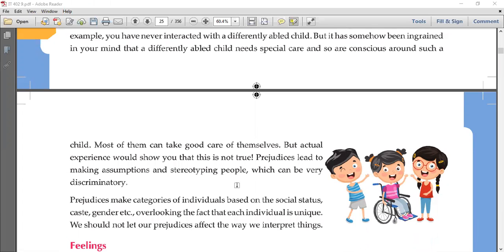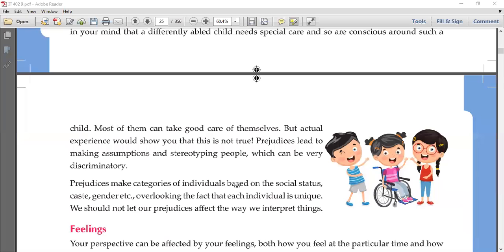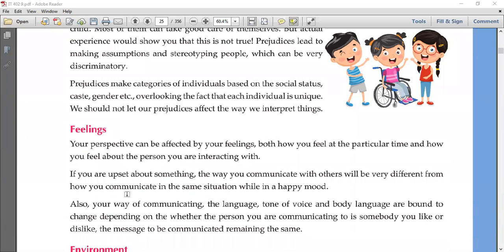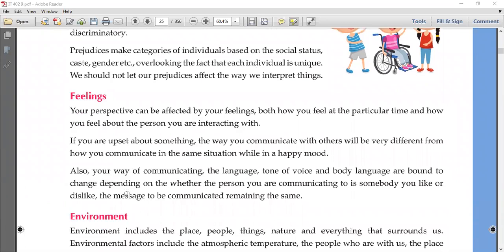So whenever you do get some actual experience with such people, you'll come to know, "भाई ये तो कर सकता है बात अपनी, communicate कर सकता है," right? So your perception changes then. So this prejudice, this pre-thinking, also affects the perception that you're creating for somebody, right?